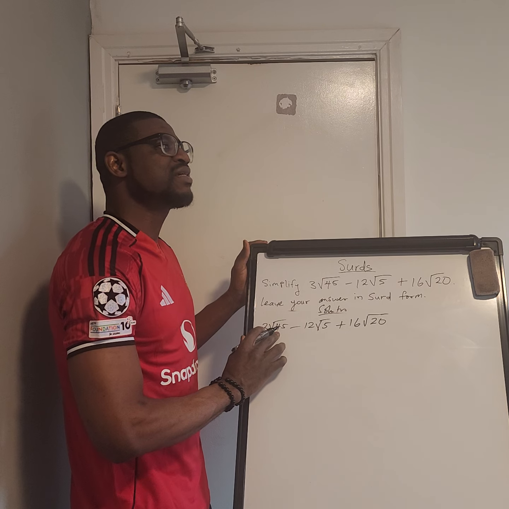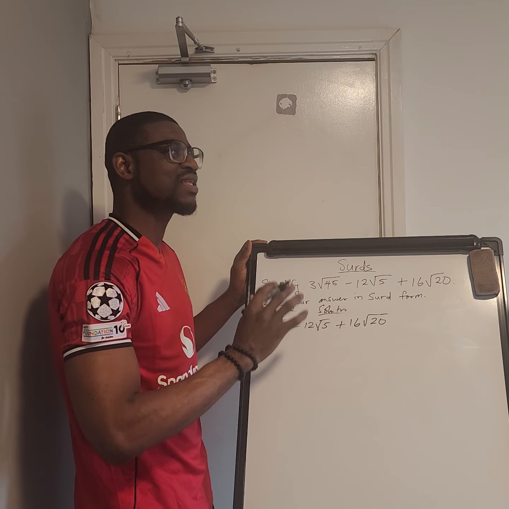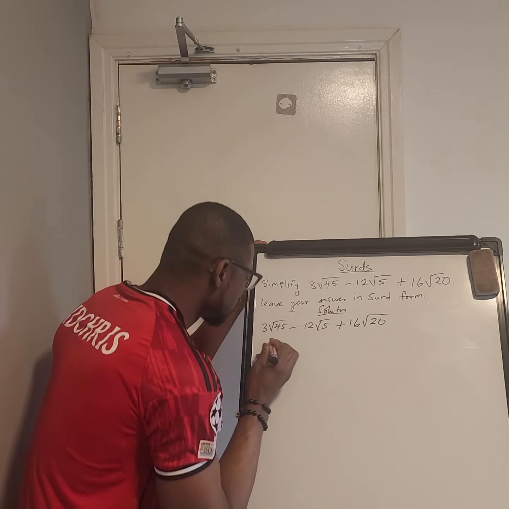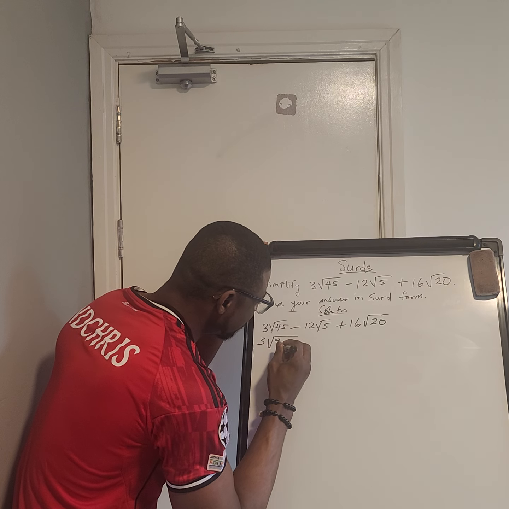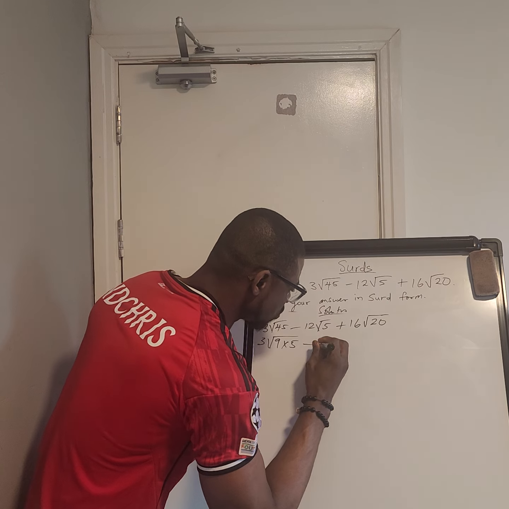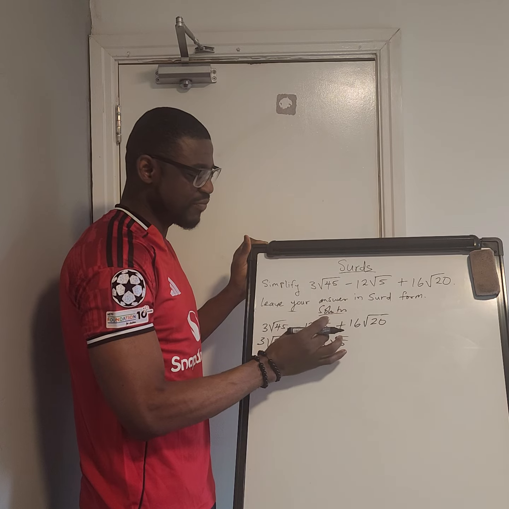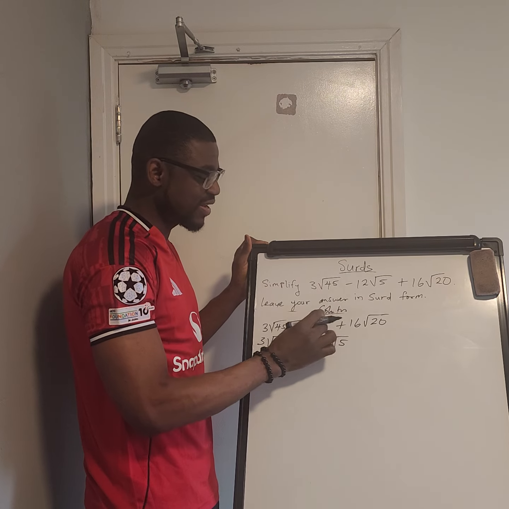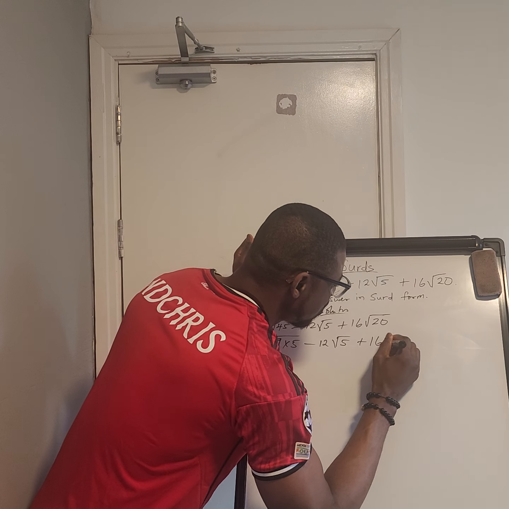Divide 45 by 5. That will leave us with 9. Therefore, 9 times 5 is the same as 45. So we're going to write this instead as 9 multiplied by 5. Remember, it's the same thing. Minus 12 root 5. You cannot express 5 any further because there is no perfect square in 5. So we move on to here, 16 root 20.